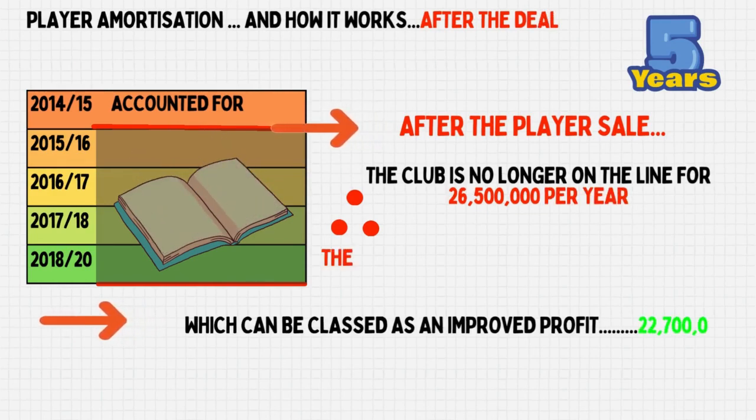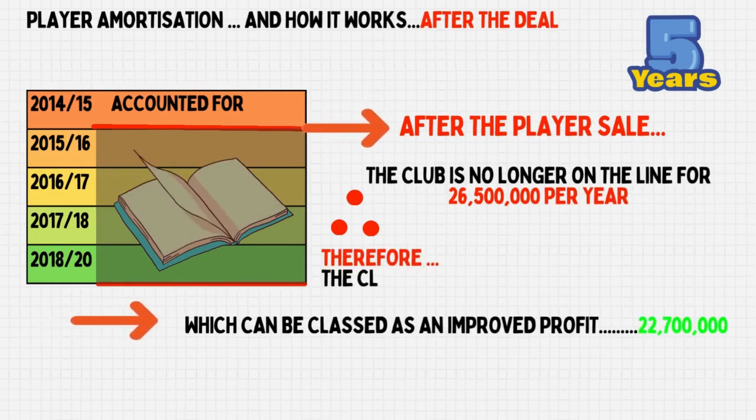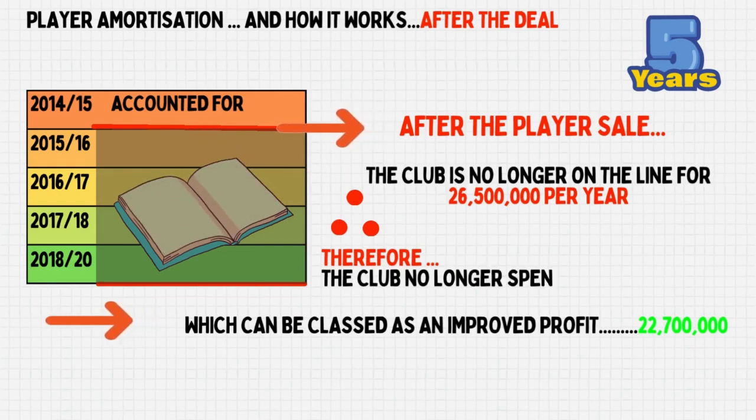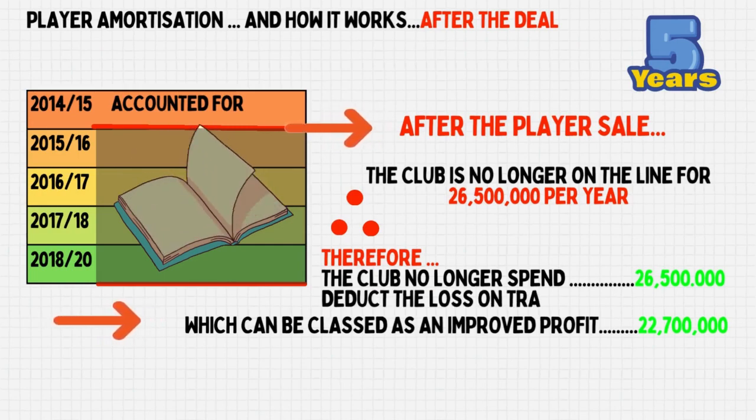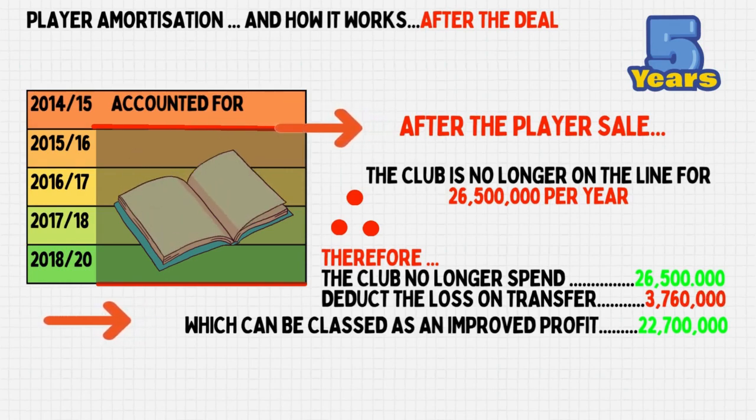So the £26,500,000 per year it would cost is no longer classed as an obligation to the club. When you take into account the total loss made on the transfer, £300,760,000, it can be expressed as an overall profit improvement of £22,700,000 less than they spent the last year.